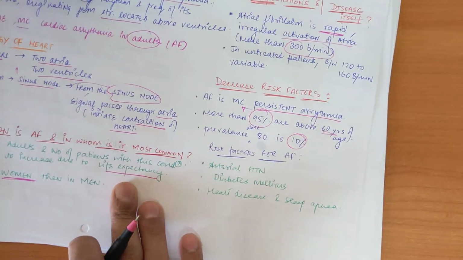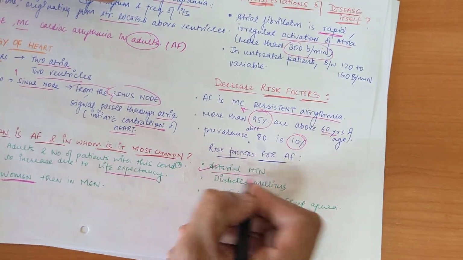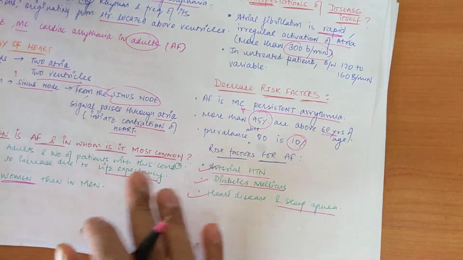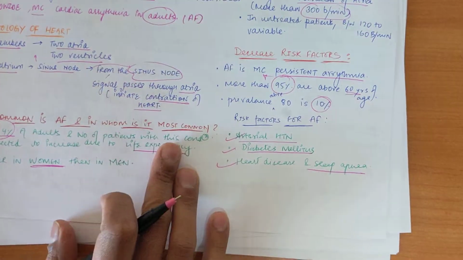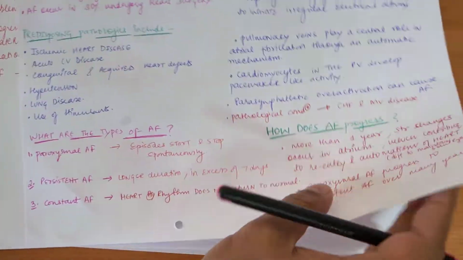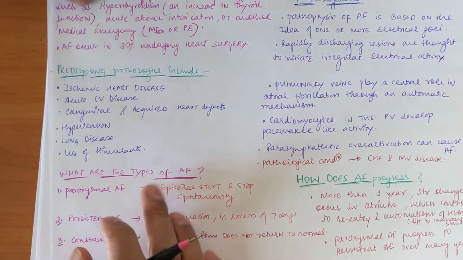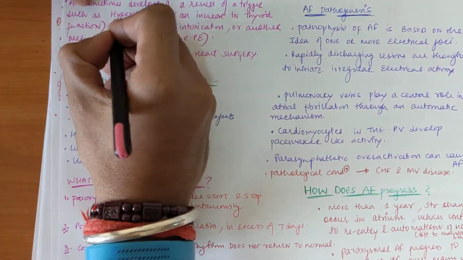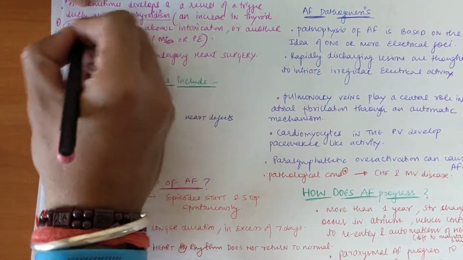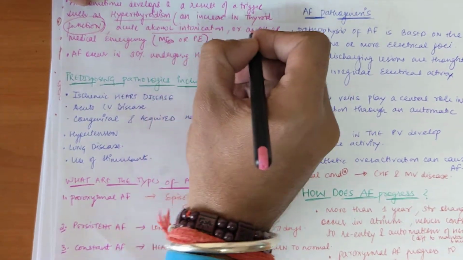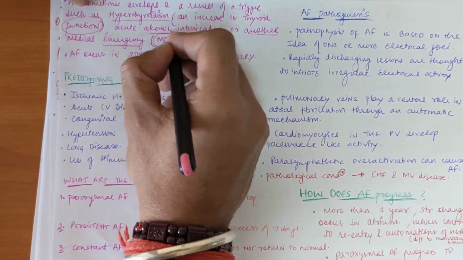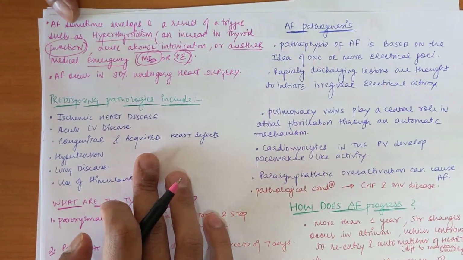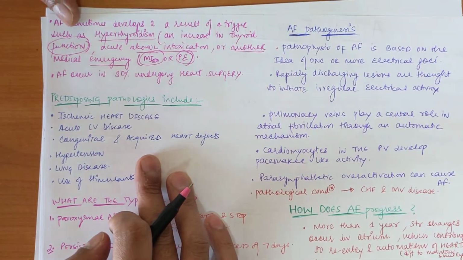Now what are the risk factors? Patients with hypertension, that is arterial hypertension, diabetes, heart disease, and sleep apnea are more prone to atrial fibrillation. Atrial fibrillation also develops as a result of triggers such as hyperthyroidism, that is increased thyroid function, acute alcohol intoxication, and other medical emergencies such as MI or pulmonary embolism. These are also main risk factors for developing atrial fibrillation.